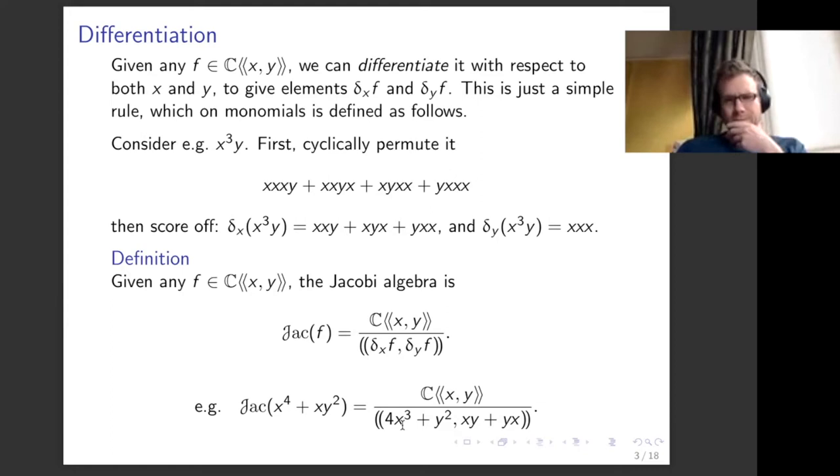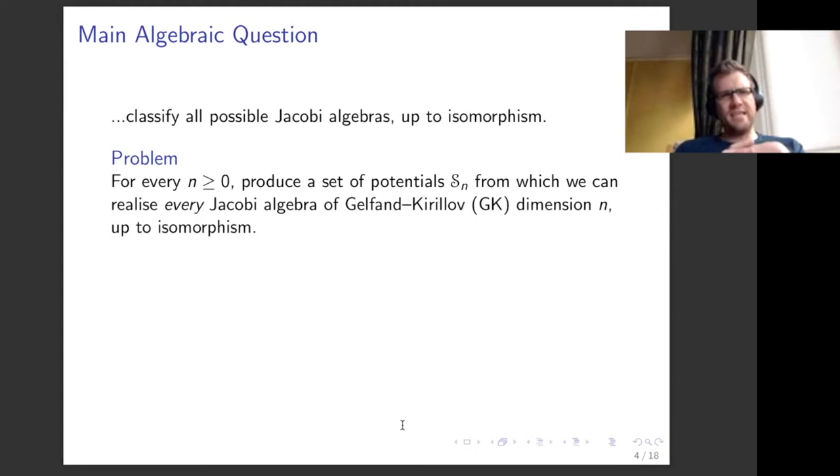Okay, and so here's the question. I would like to classify all possible Jacobi algebras up to isomorphism. Again, there are versions of this question for other quivers, but today I really am focusing on the two loop quiver. So I'm in the free algebra in two variables, or the completed version of it, if I want to classify. And I want to subdivide that problem into pieces. So really I want to fix my GK dimension, so the dimension of the answer. To calibrate yourself, GK zero is finite dimensional algebras.